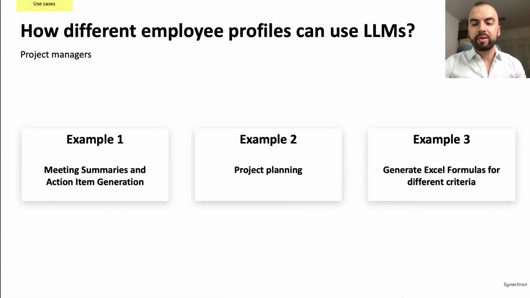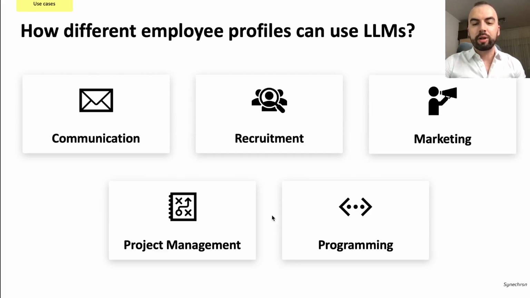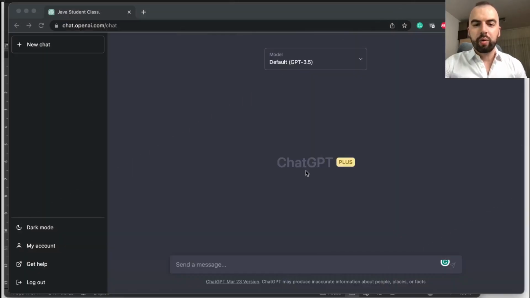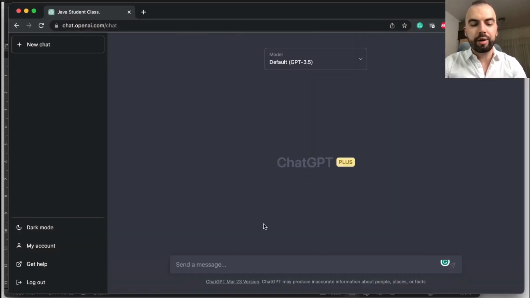Moving on with examples. The last but not least, assisting programmers. There are many uses of ChatGPT for programmers, for code generation, for code review and refactoring, and I'm going to show you a few examples. So let's see how ChatGPT generates code.